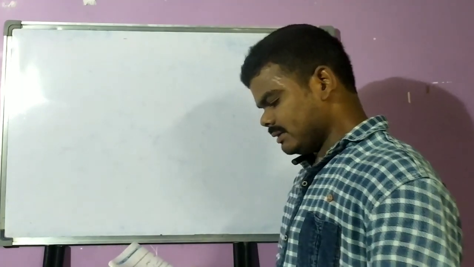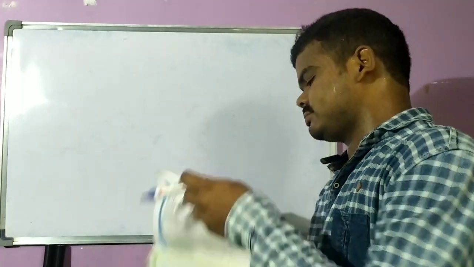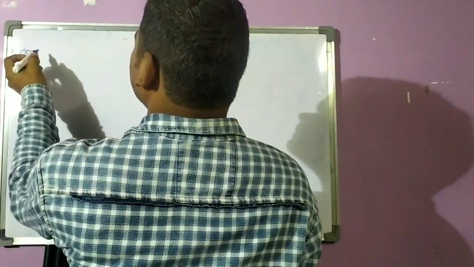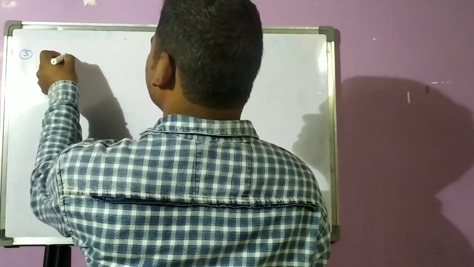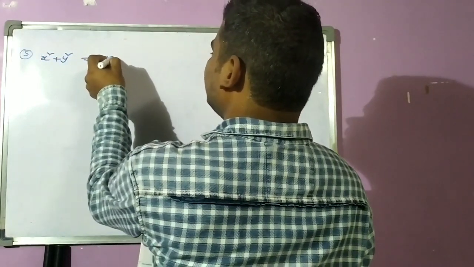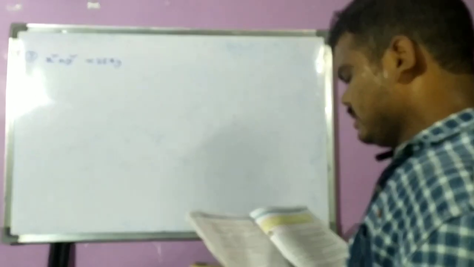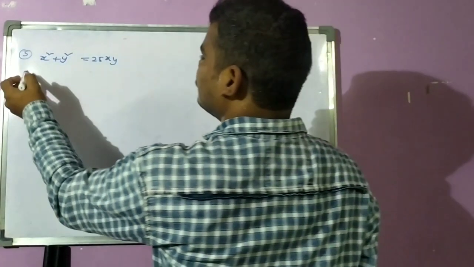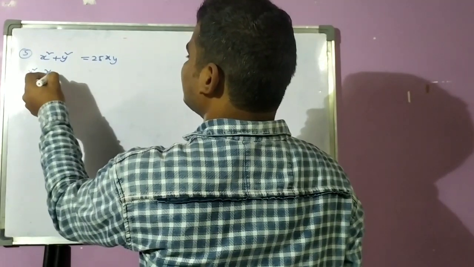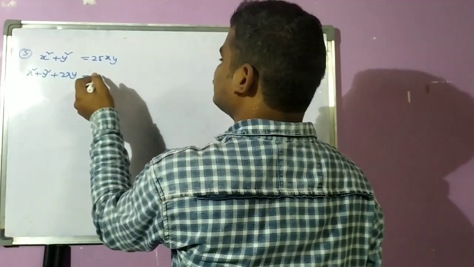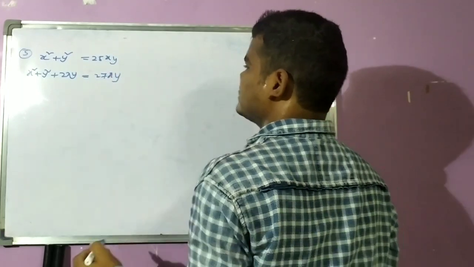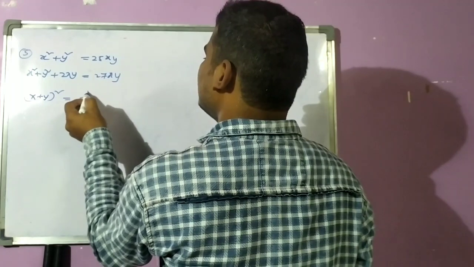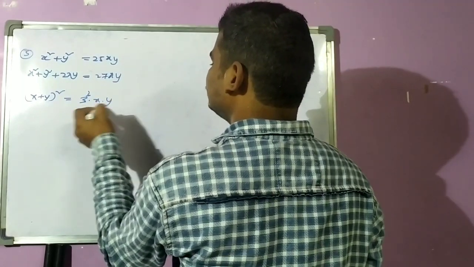Next one. Log x square plus y square is equal to 25xy. Adding 2xy on both sides, therefore x square plus y square plus 2xy is equal to 27xy. Here x plus y whole square is equal to 3 cube into x into y.